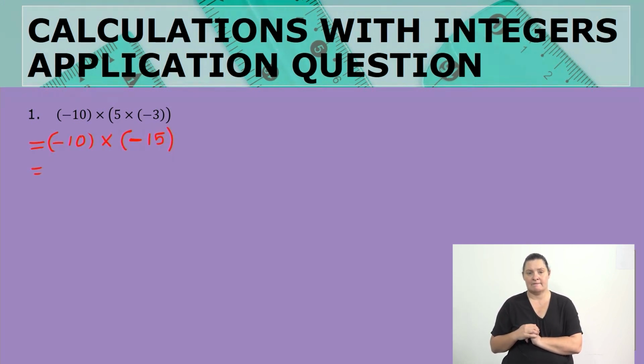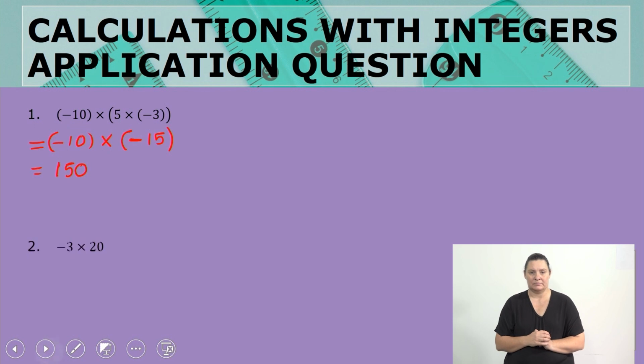Then now we have a negative 10 multiplied by a negative 15. A negative number multiplied by a negative number will give us a positive answer. Then we have 10 multiplied by 15. Remember, these are 10 groups of 15. That will give us an answer of, yes, you have it. It is 150. So our answer is a positive 150.